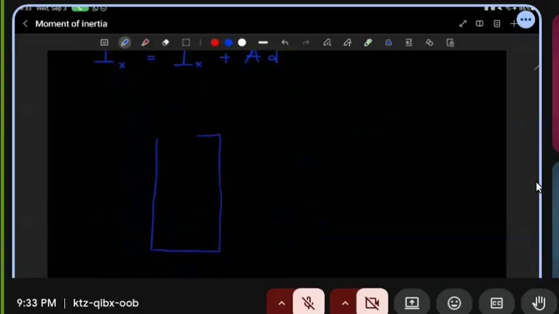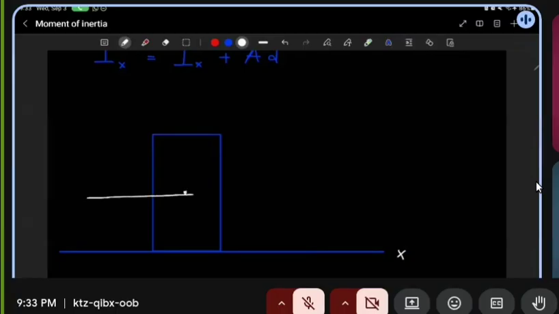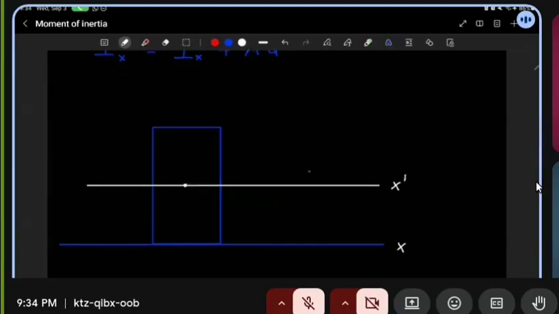If you had, let's say, a shape like this one, and you want to get its moment of inertia about an x-axis that is way at the bottom here. Using the parallel axis theorem, if this is the original x-axis, you first need to get the moment of inertia about its centroidal axis. The centroidal axis has to be parallel to the axis we are targeting. So this is the centroidal axis.